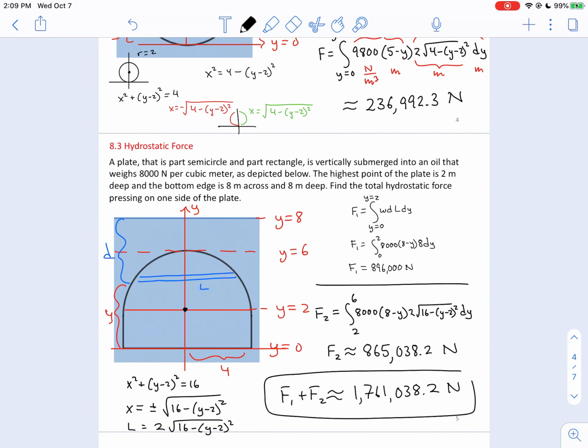Okay, and that is all the examples we need to see for doing hydrostatic force on a vertically submerged plate.